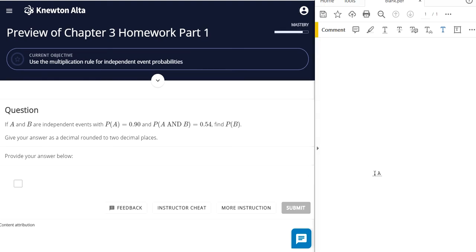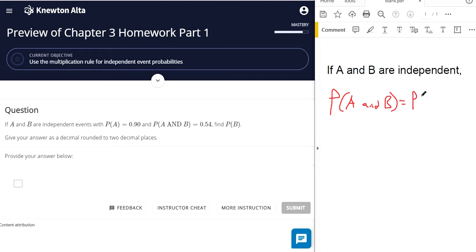So for independent events, if two events A and B are independent, it's a pretty important result, then the probability of A and B, we can calculate that directly from the probability of A and the probability of B. You just multiply them. Only if they're independent though, okay?